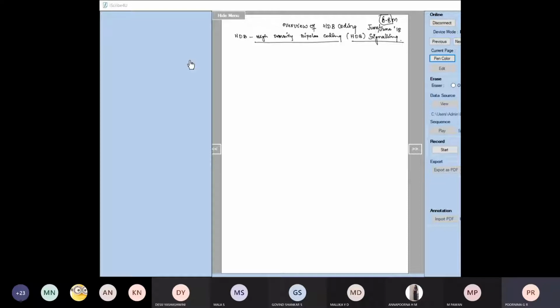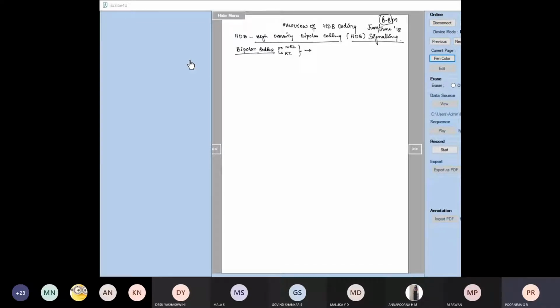When you look at this particular high density bipolar signaling scheme, the very first question which arises is: why do we go for high density bipolar coding when we have bipolar? Let us review what this bipolar coding or bipolar signaling is, which we have discussed in detail in the previous classes. Again, there are two types of codings we'll be seeing: non-return to zero and return to zero. Irrespective of whether it is return to zero or non-return to zero, what exactly is this bipolar coding?